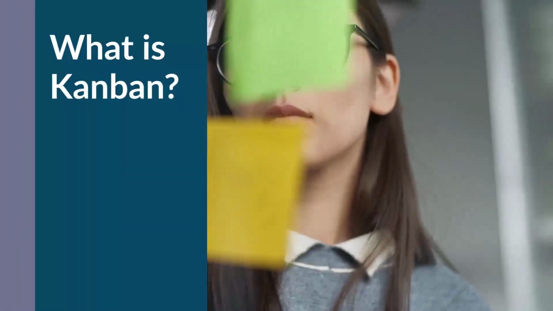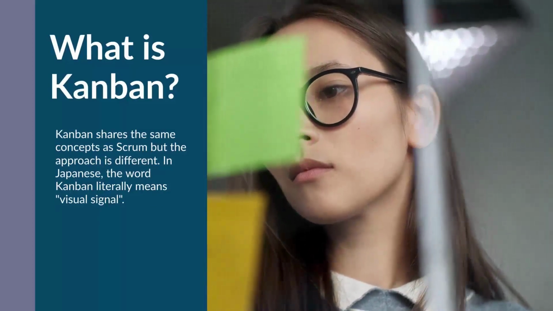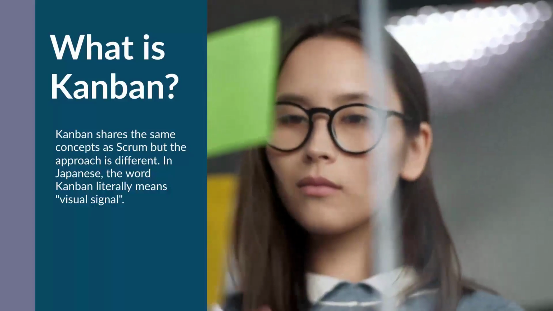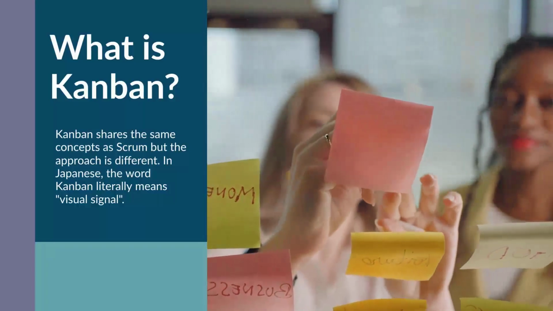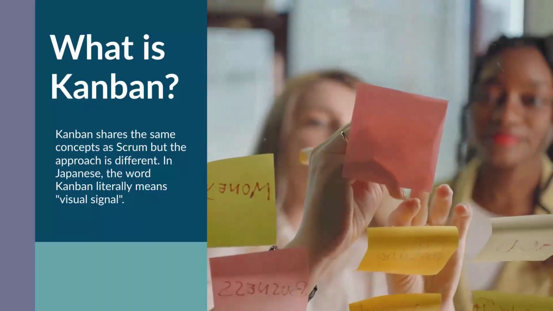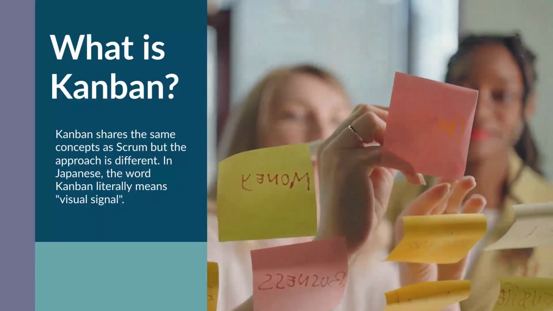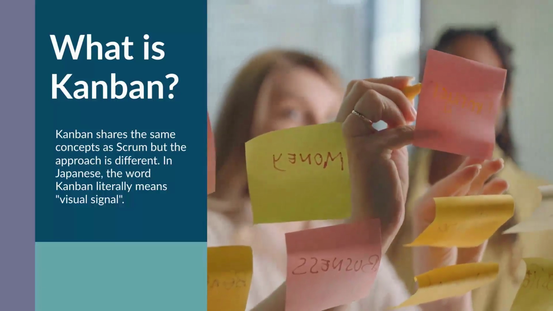What is Kanban? Kanban shares the same concepts as Scrum, but the approach is different. In Japanese, the word Kanban literally means visual signal. Therefore, when practicing Kanban, you will use boards, charts, and graphs to allow the entire team to view the entire project and its status at any given time.